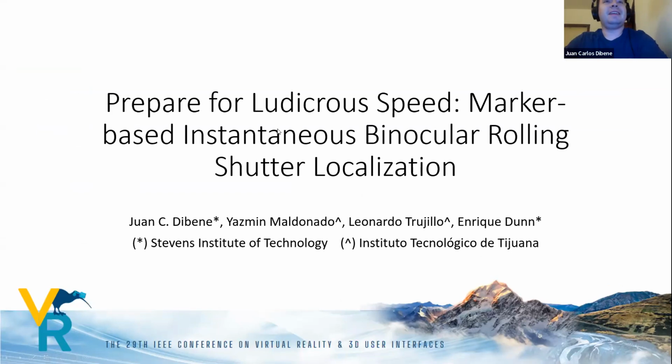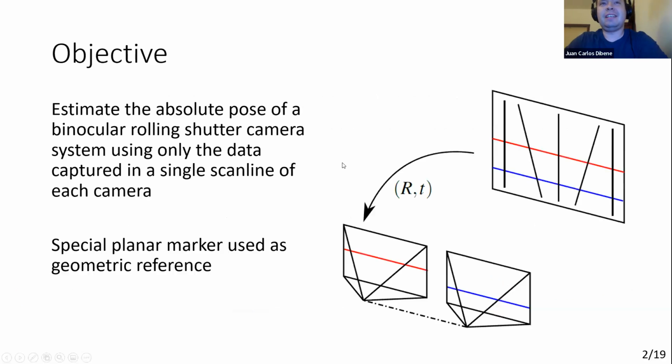Okay, so I will present our work titled Prepare for Ludicrous Speed, Marker-Based Instantaneous Binocular Rolling Shutter Localization. The goal of our work is to estimate the absolute pose of a binocular camera system using only a single scan line from each camera. For this, we also use a special planar marker as the geometric reference. We'll show later why we use this marker.